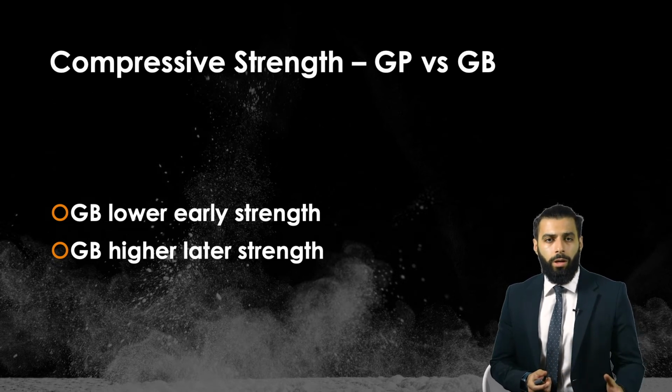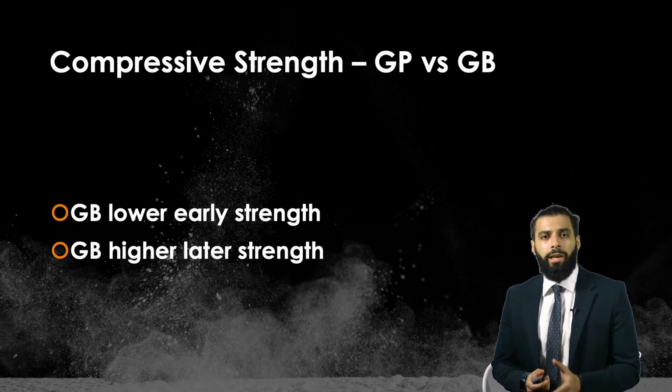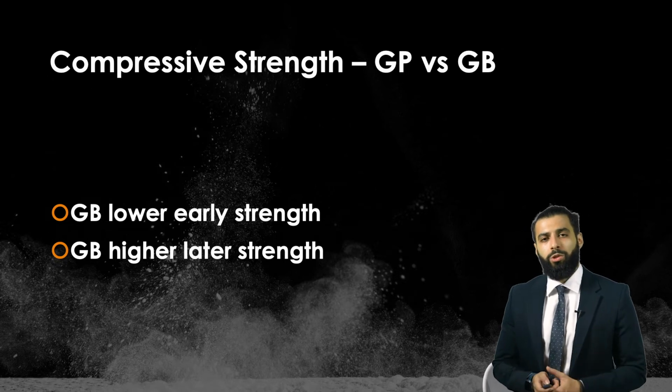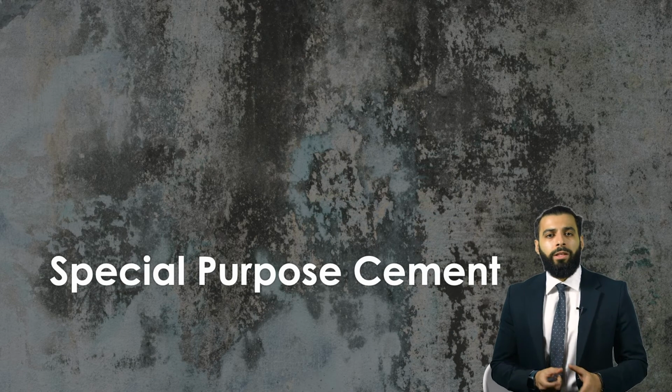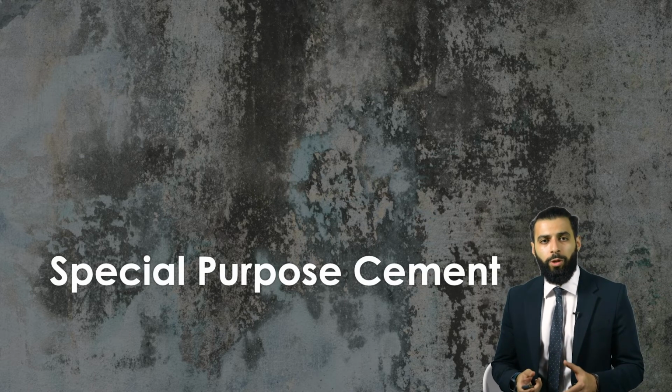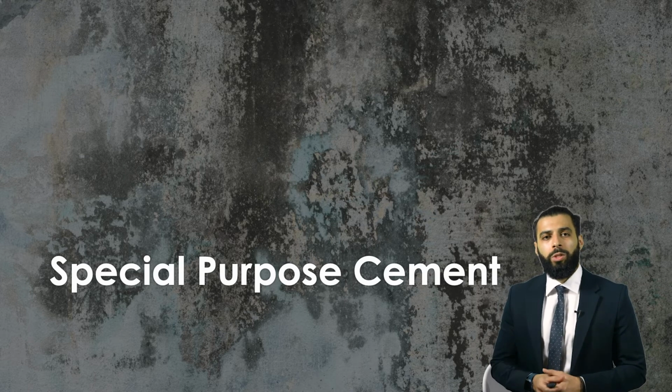However, GB would have a higher later strength. So that's sort of the main difference. Now, we talked about the general purpose cement. Let's talk about special purpose cement, so cements that you would adopt when you've got specific purposes. So there are four types that are discussed in the standards.